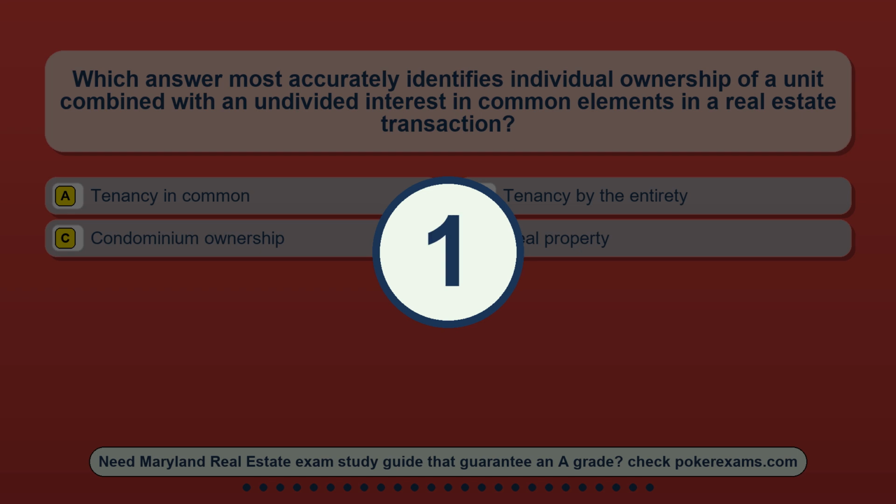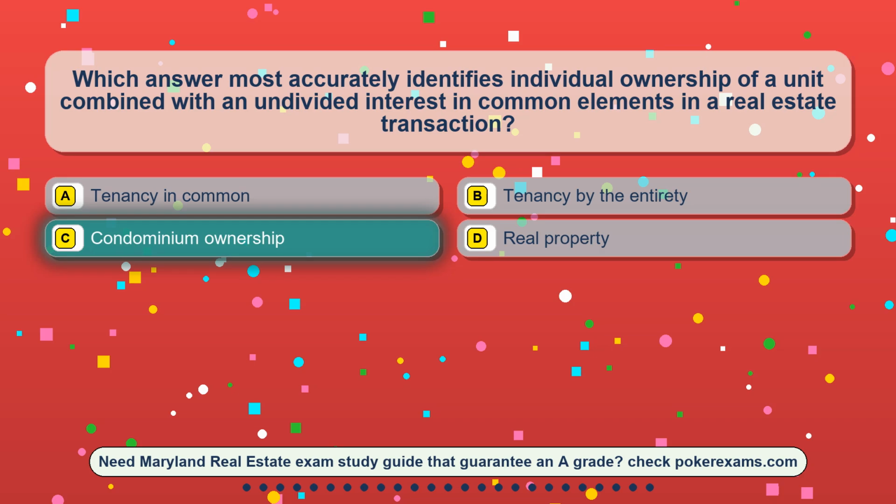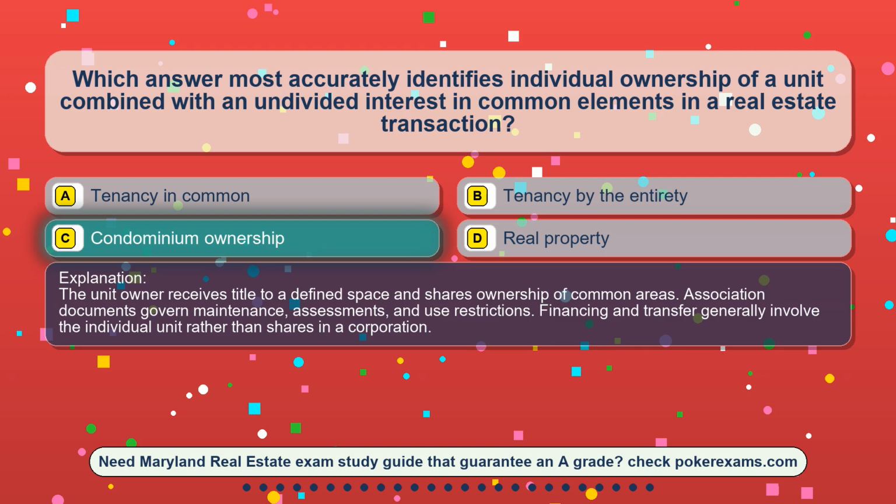The correct answer is option C, condominium ownership. The unit owner receives title to a defined space and shares ownership of common areas. Association documents govern maintenance, assessments, and use restrictions. Financing and transfer generally involve the individual unit rather than shares in a corporation.